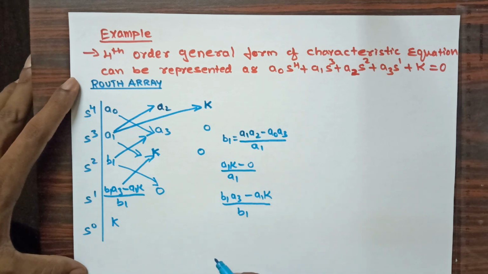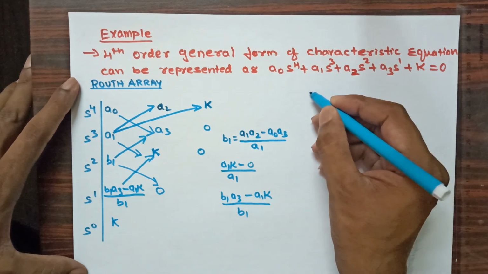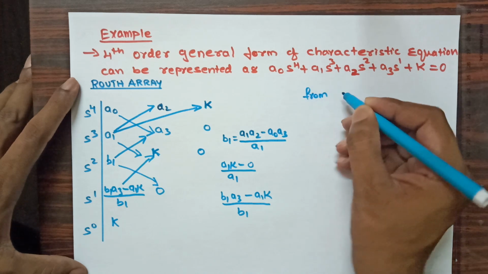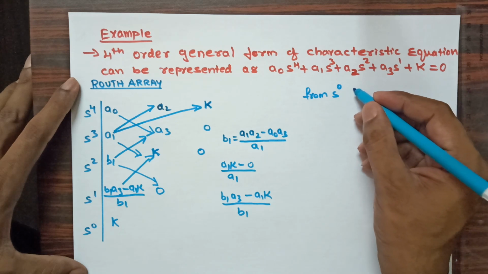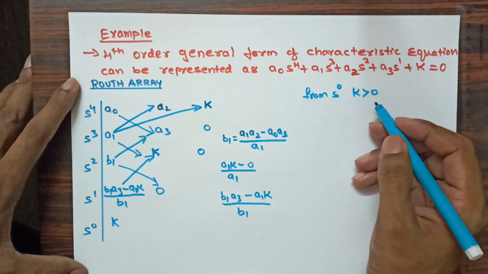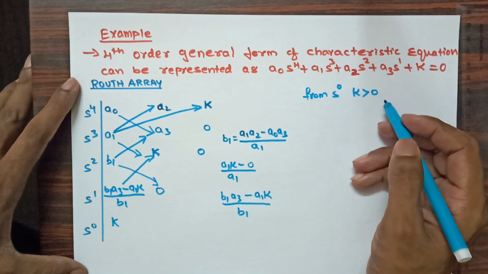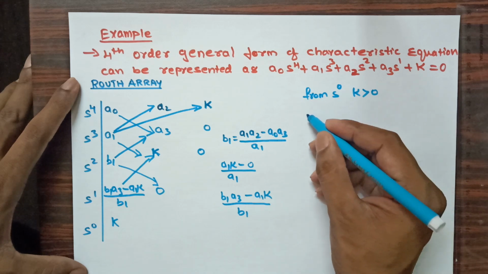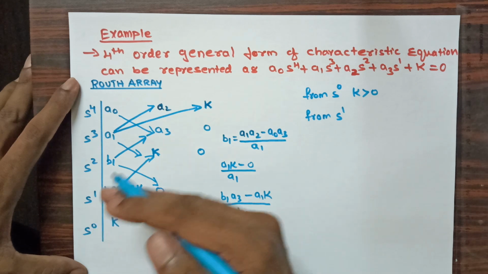Now from this we are going to find the k margin value. So first we are going to consider the last row, that is the s to the power 0 row. From s to the power 0 row, we know that we have to consider in this case k greater than 0. We should not take k equal to 0. Always for s to the power 0, it should be k greater than 0. Now next, from s to the power 1 row, we need to follow this procedure. We will go step by step.